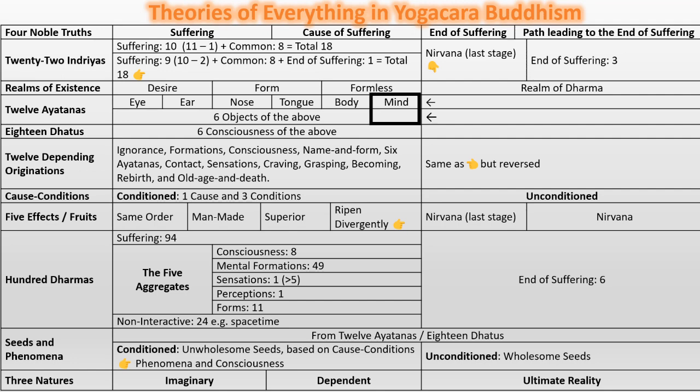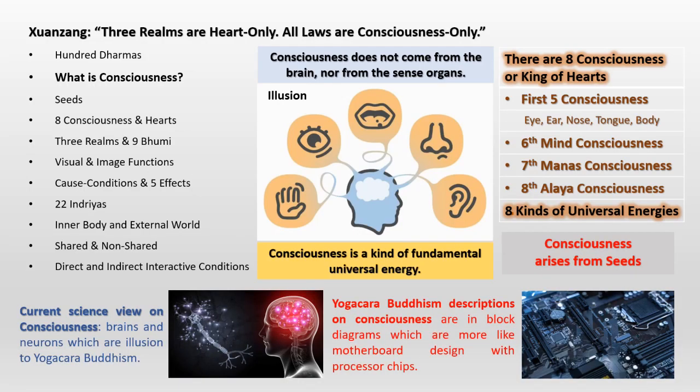Some, like the 5 aggregates, can be both effects and causes. Some focus mainly on causes, like cause conditions. Some, like the 12 dependent origination, focus on a much longer-term cause-effect relationship. That is why there are so many theories of everything. Now let us dig into Yogacara Buddhism. We shall be covering the concepts listed here in order to understand both Yogacara Buddhism and string theory.